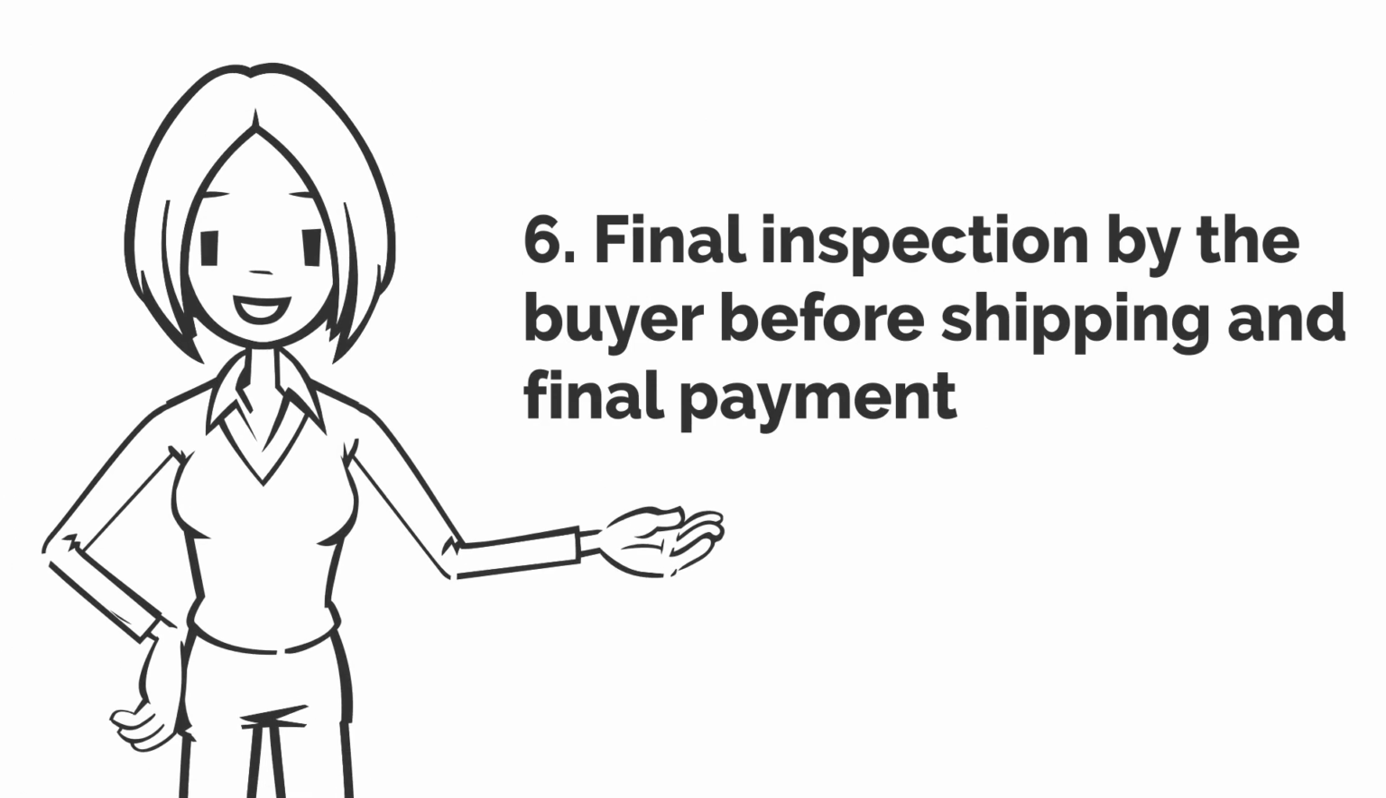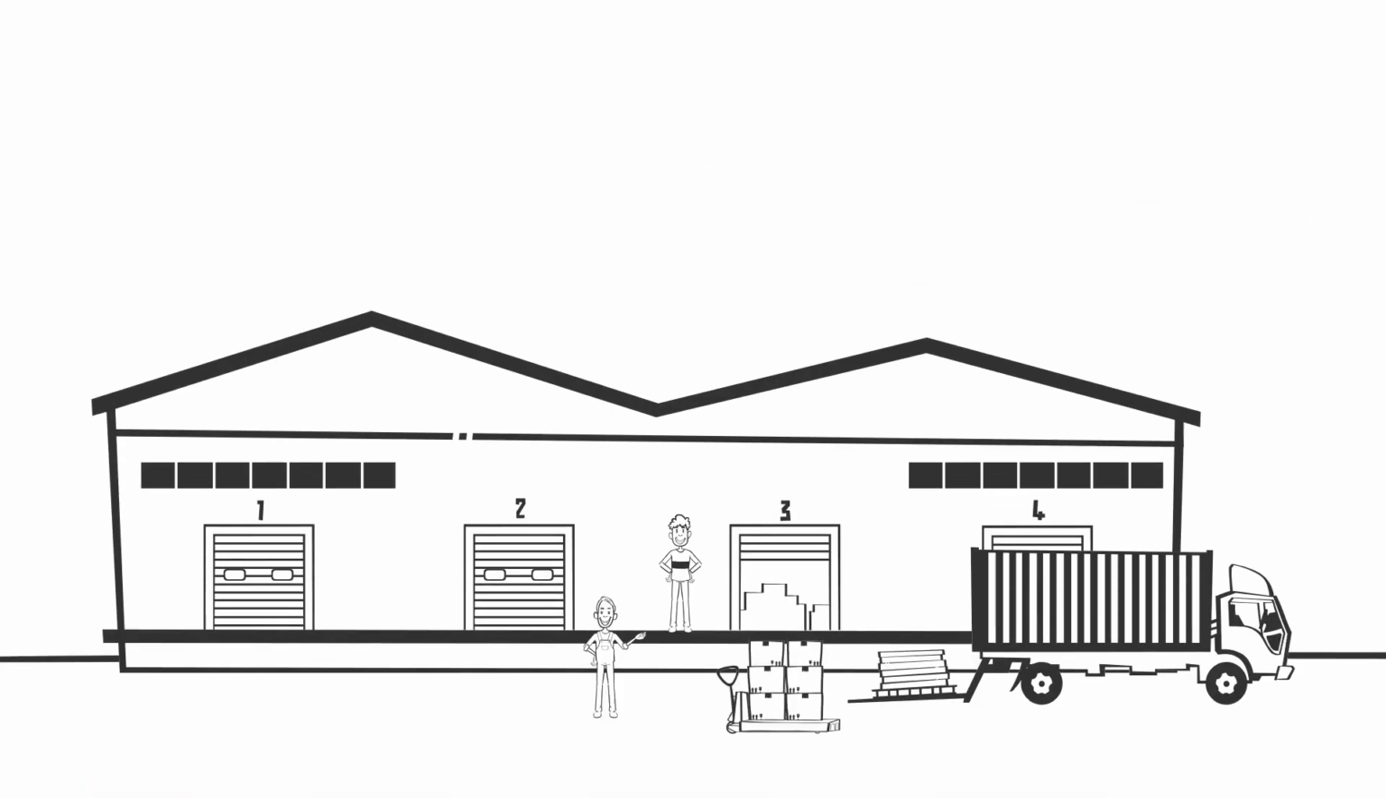6. Final inspection by the buyer, before shipping, and final payment. Final inspection will be done at your warehouse or at the port before sending it to the shipping board. This procedure is critical. If inspection results are not what they should be, then you are in trouble.